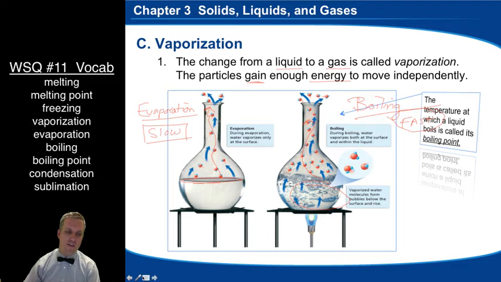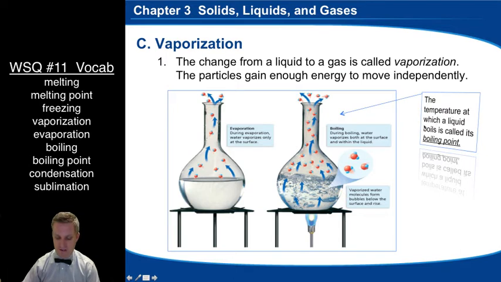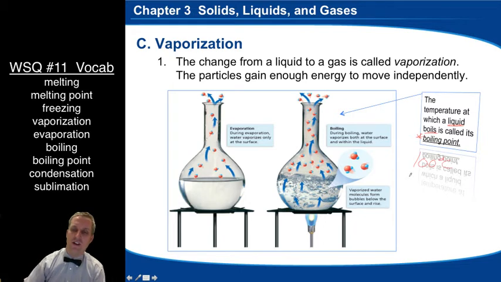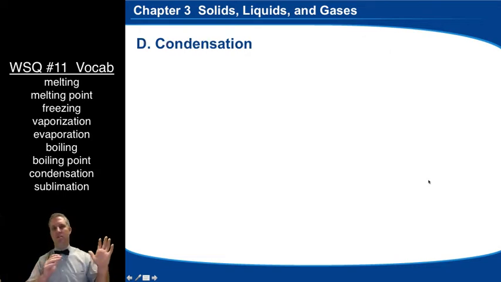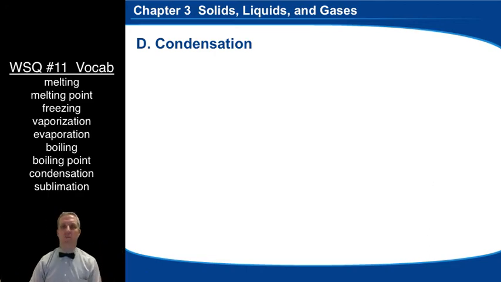And we know that the temperature at which vaporization happens is called the boiling point. The boiling point is the temperature at which a liquid boils or begins to vaporize both inside and at the surface. We know the boiling point of water is 100 degrees Celsius, or 212 degrees Fahrenheit. So that's vaporization. So we have melting, a change of a solid to a liquid. We have freezing, a liquid to a solid. We have boiling or vaporization, a liquid to a gas.